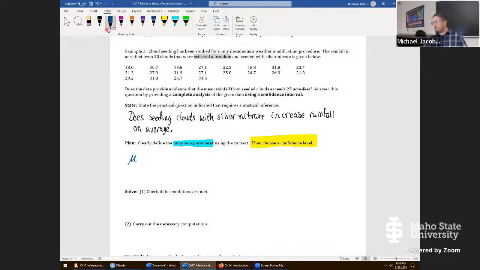Let's start with mu. We can always say, because we're dealing with numeric quantitative data right here, this is going to be a parameter mu, and you could say it's the population's mean, the true mean, or anything along those lines. I'll go with true mean. Mu equals the true mean, but we can't stop here because we have to say the mean of what specifically. Anyone see what should go next right here? The mean or average of what quantity?